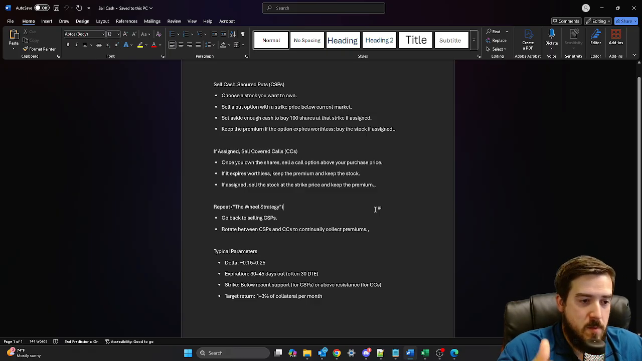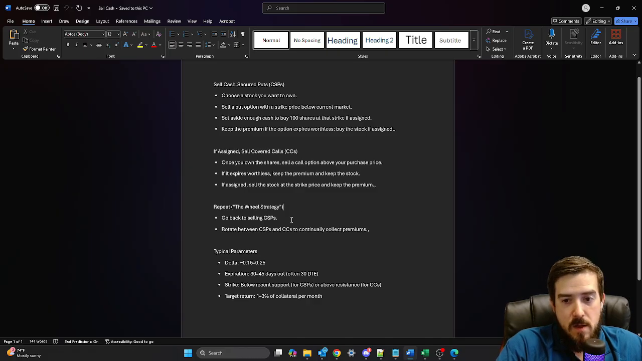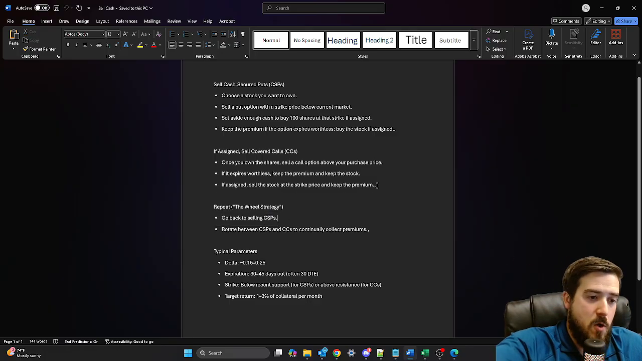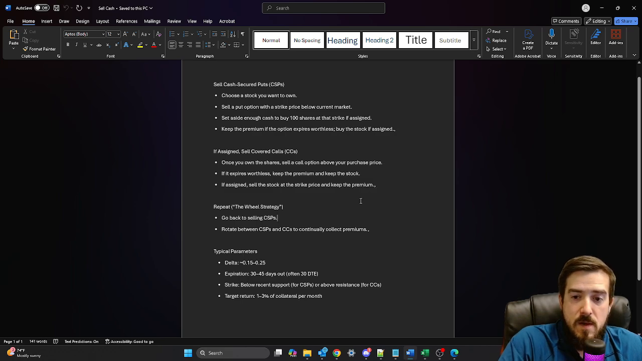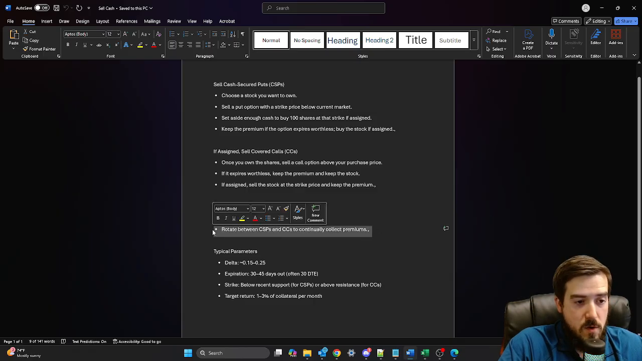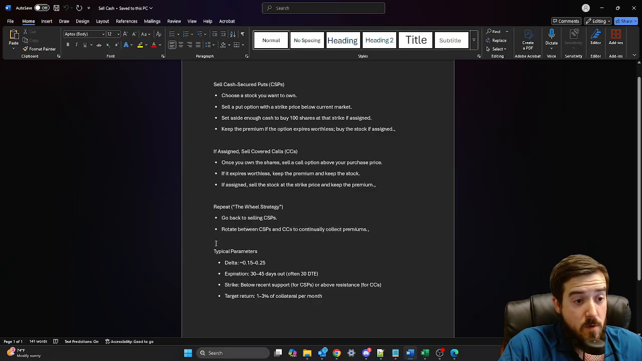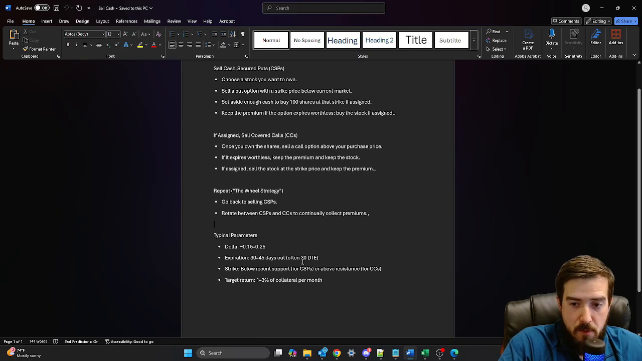You made your money on the premium, and you made money on the stock going up. You do it again the next week, and that's when you would go back to selling cash secured puts, because we no longer have those shares. We sold them off. So now we go back to selling cash secured puts, and then we just do that over and over, and it will just continue to grow. These are some typical parameters that you probably want to look out for.